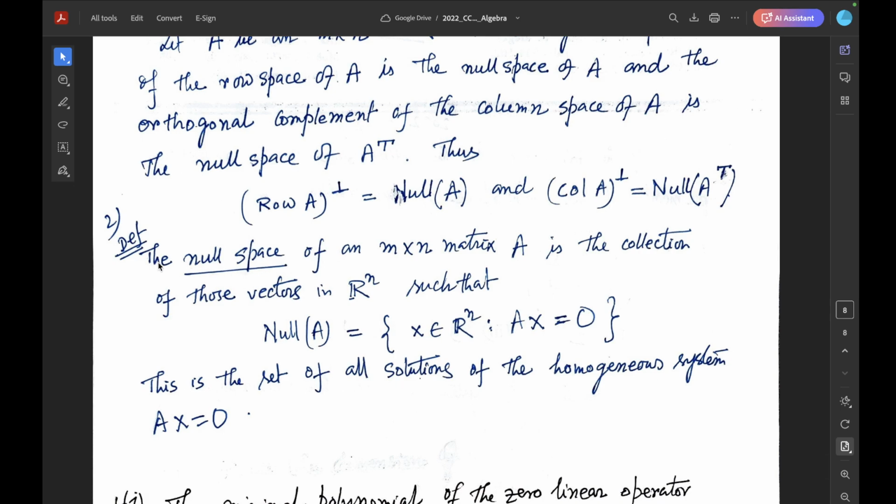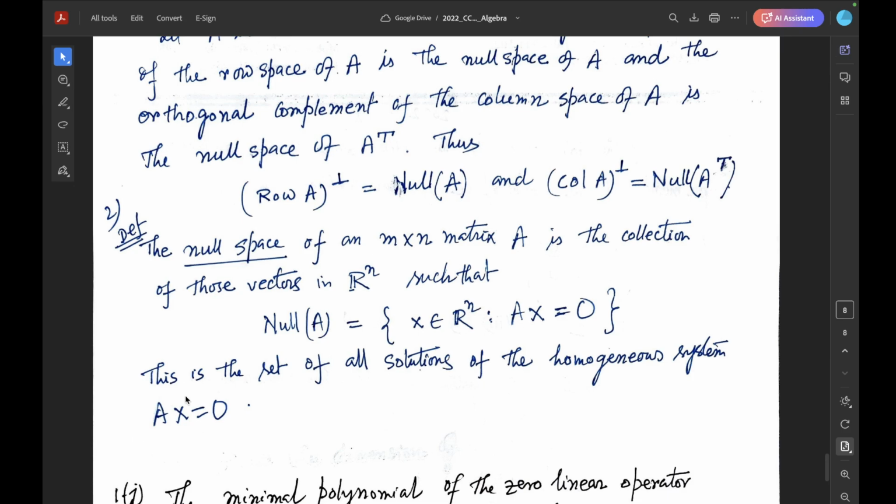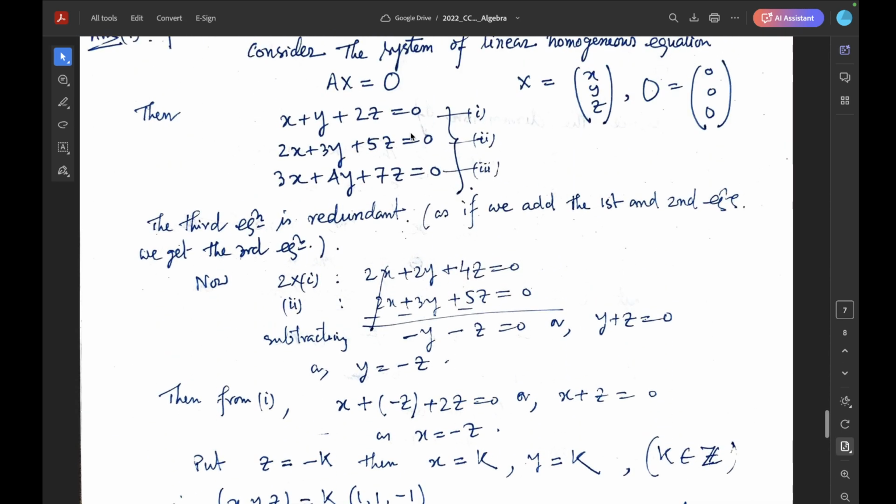What is the null space? The null space of an m by n matrix A is the collection of those vectors in Rn such that Ax = 0, and this is the set of all solutions of the homogeneous system Ax = 0. So the orthogonal complement of the row space is the null space of A. Actually, the null space of A is the solution of this homogeneous system, so we solve this homogeneous system.